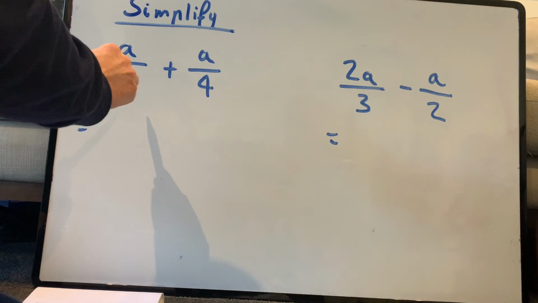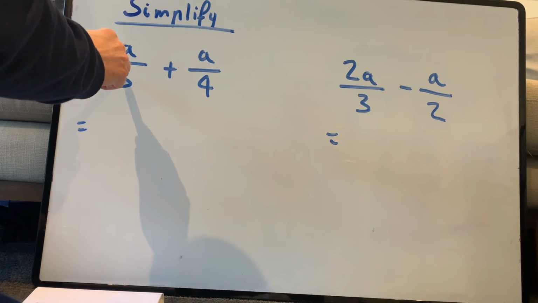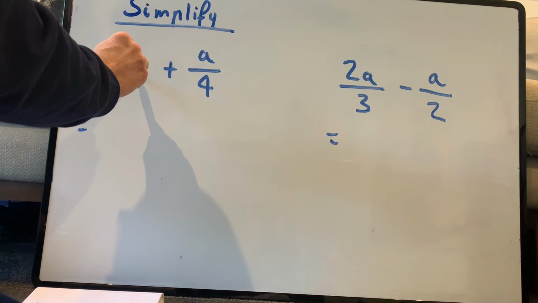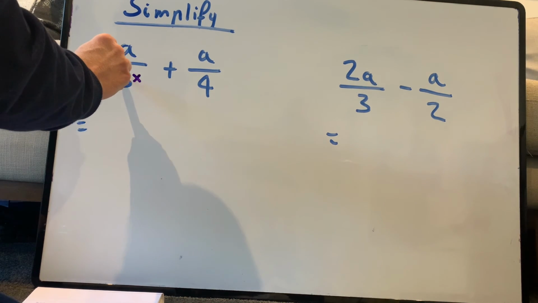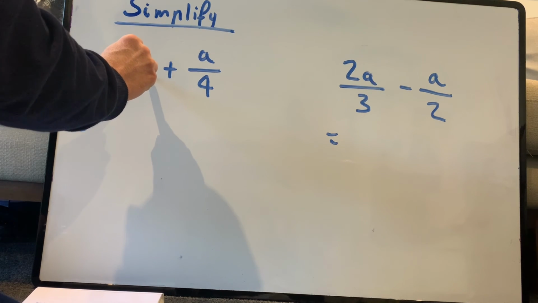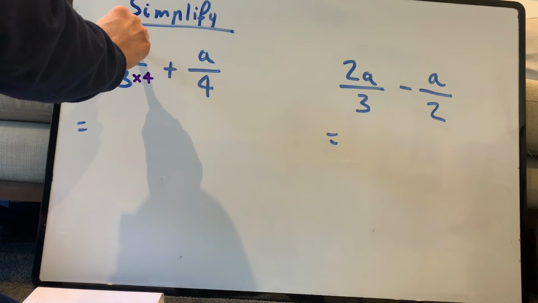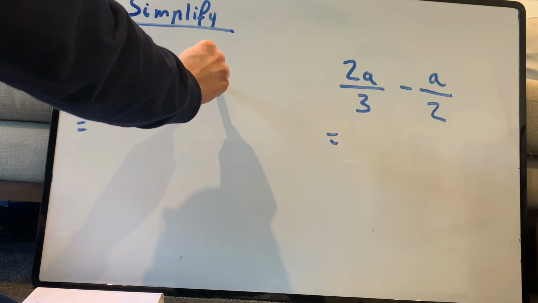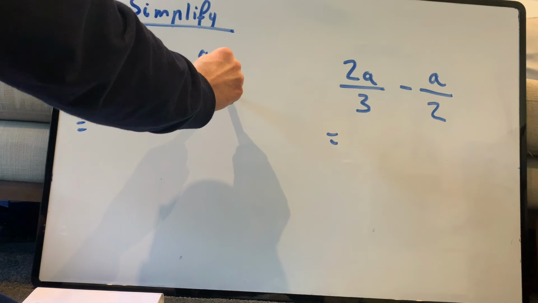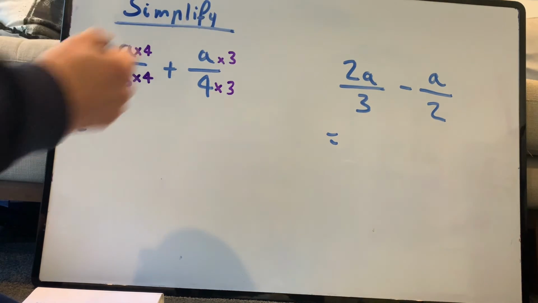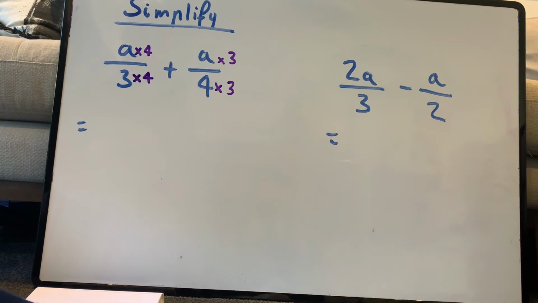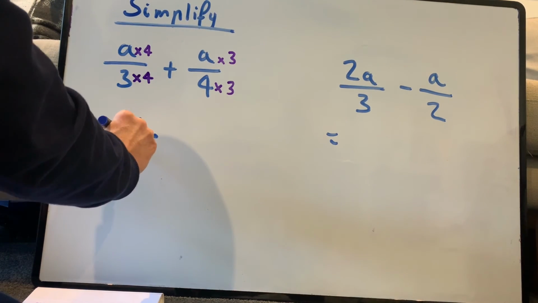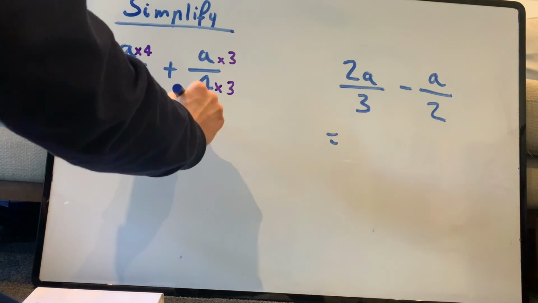So, easiest way to do it is just go 3 times 4. In this case, 3 times 4 is 12. So 12 is going to be our common denominator. The way we can make this 12 is by timesing by 4. Whatever you do to the bottom, you do to the top. To get this one to 12, we have to multiply by 3. Okay. a times 4 is 4a. 3 times 4 is 12. a times 3 is 3a.